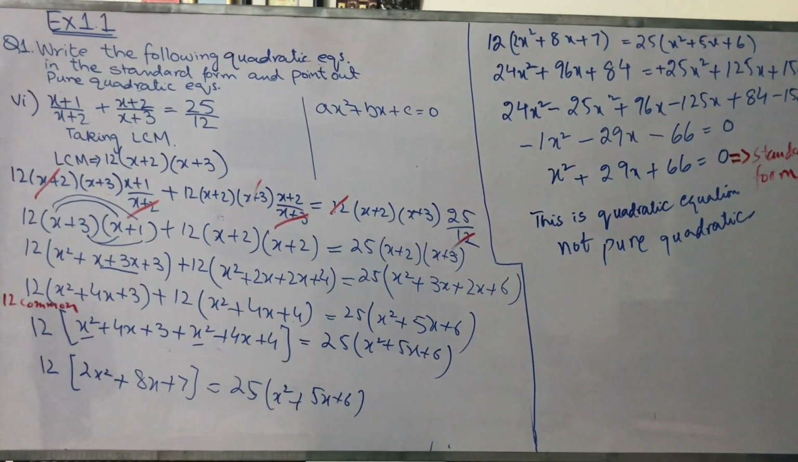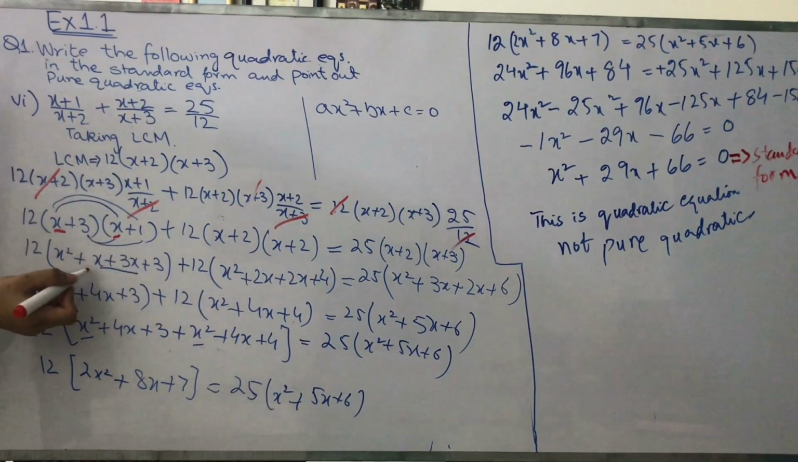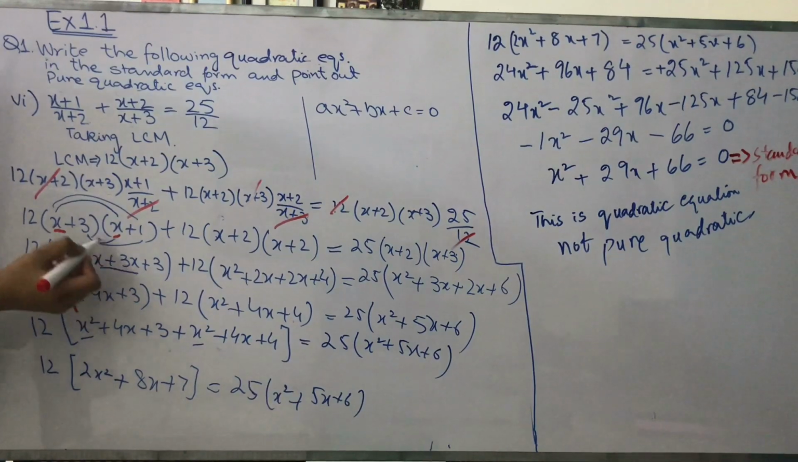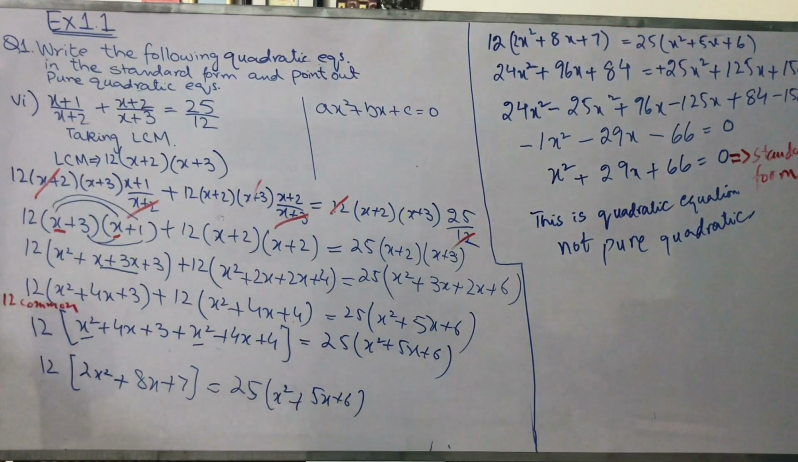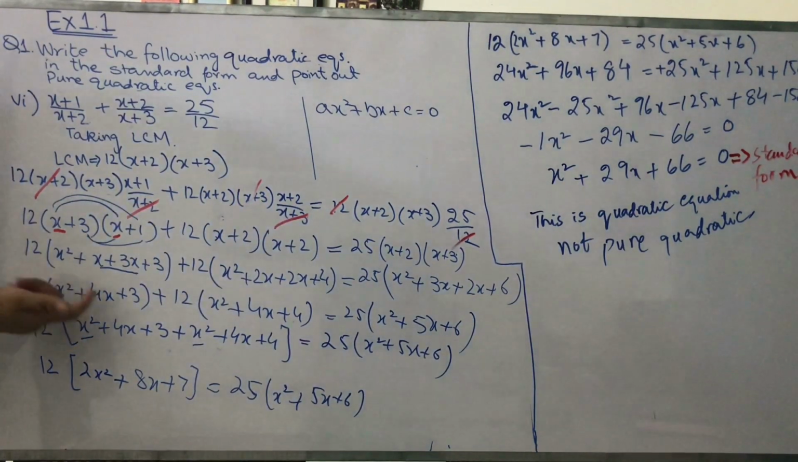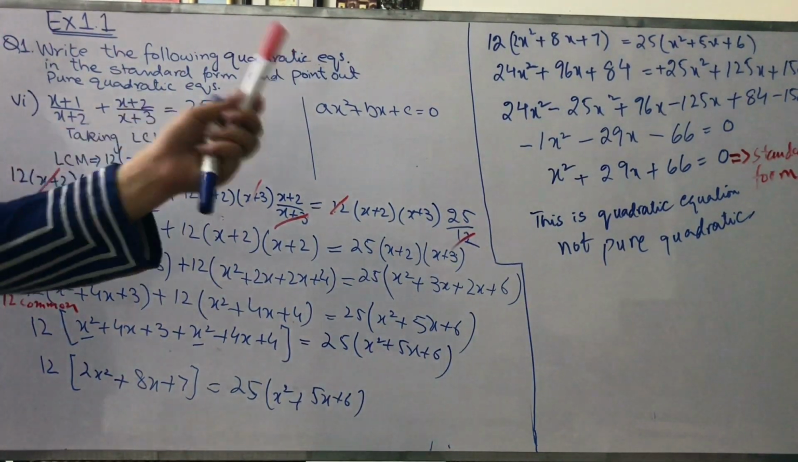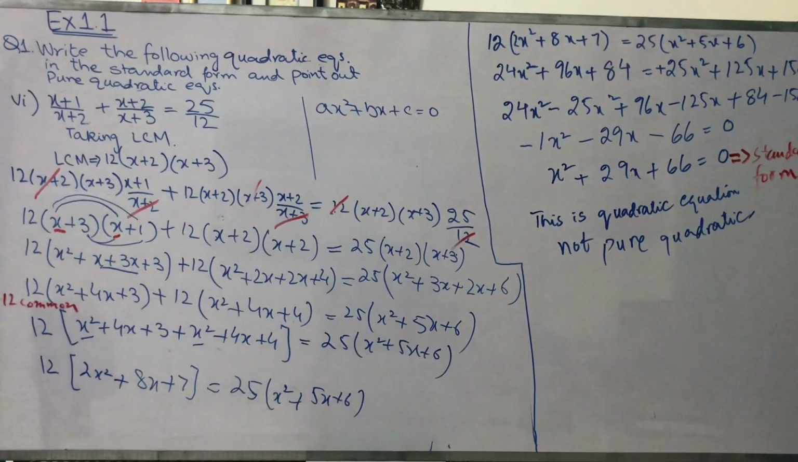x will be multiplied with the first term, x × x is x², x × 1 is x, 3 × x is 3x, and 3 × 1 is 3. So now you will multiply all the brackets, then you will simplify it. You can take 12 common, and after doing simplification you are left with x² + 29x + 66 = 0.